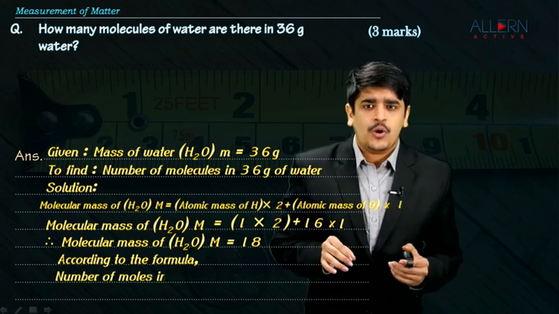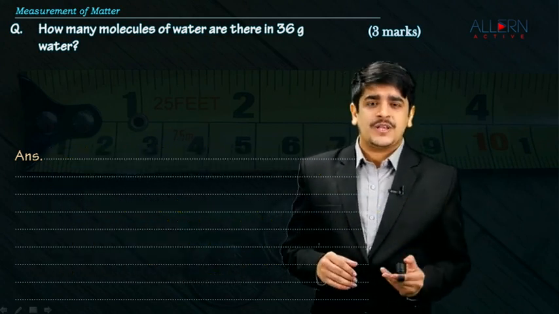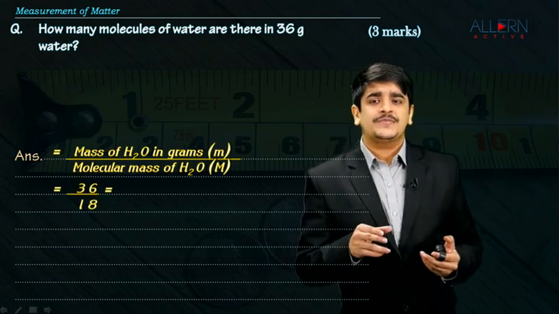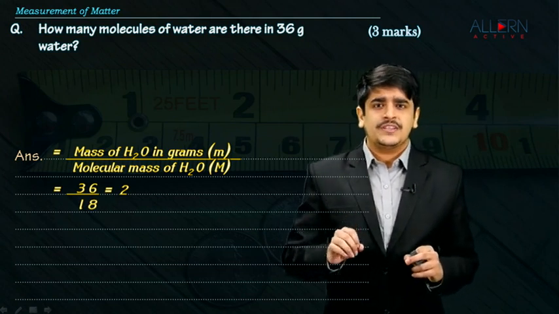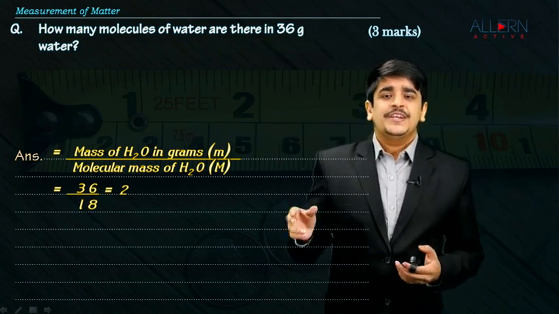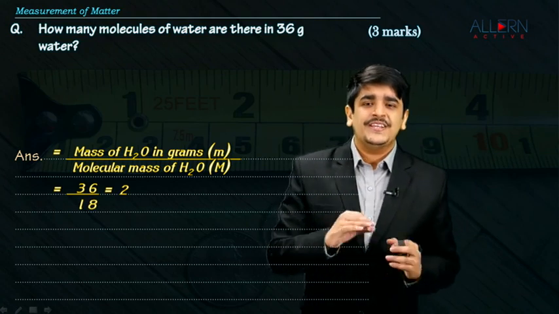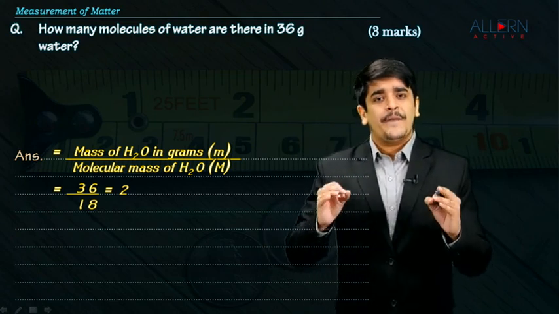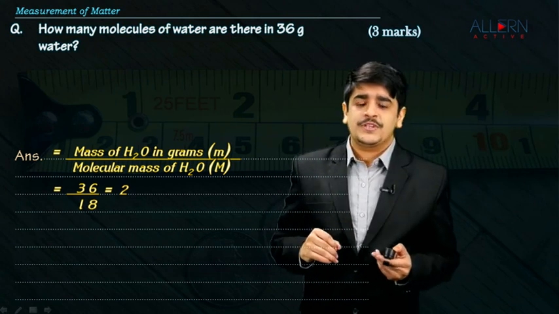According to the formula, what formula are we using? The number of moles present in a given amount of substance, in this case water, is exactly equal to the mass of water in grams divided by the molecular mass of water. The mass of water in grams is given in the sum, 36 grams, divided by 18, which we just calculated. 36 divided by 18 gives me 2. So, there are 2 moles of water present in 36 grams of water. Great, no problems at all.